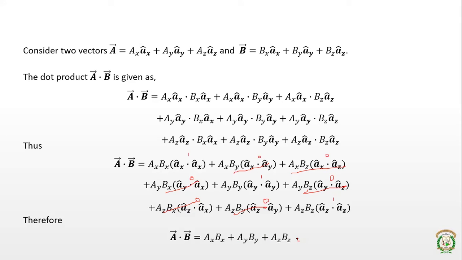So what you find here is there is no vector term. There are no directions. There is no ax, ay, az in this. So it's absolutely a scalar quantity, just a number, without any direction, right? So this is how you can find the scalar product of any two vectors.